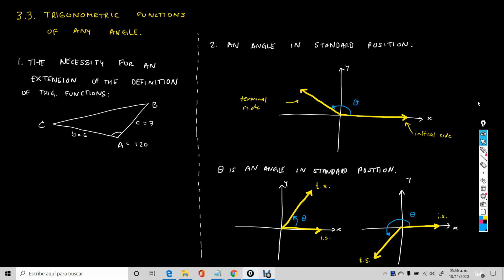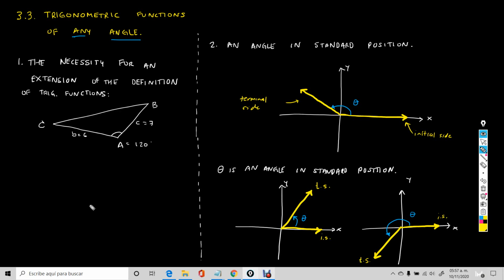Hello class, welcome to today's lesson, which is lesson 3, and it's about getting the trigonometric functions of any angle. This is a new word, any angle. Okay, so why do we need to do this? Because if you notice, we have a necessity for an extension of the definition of trigonometric functions. What do I mean by this?